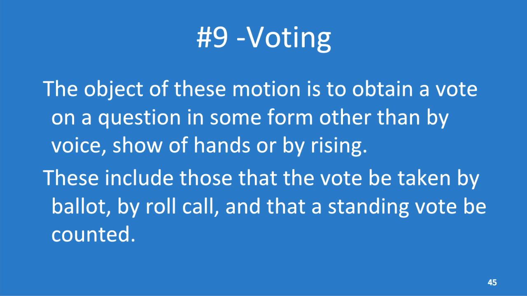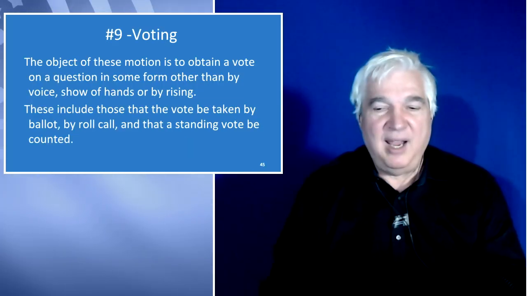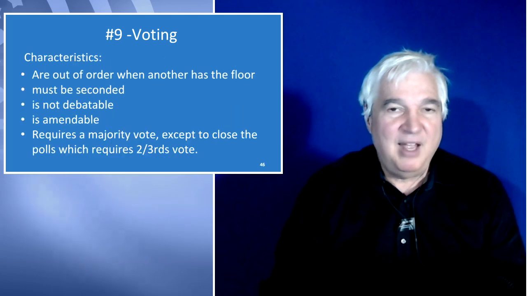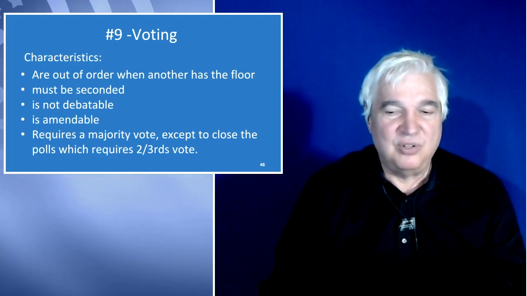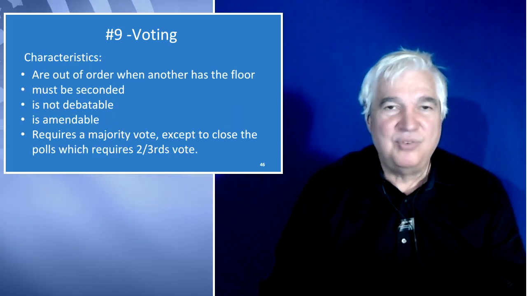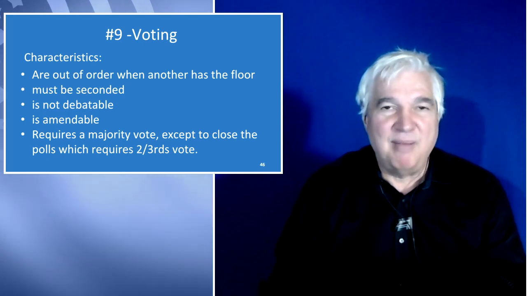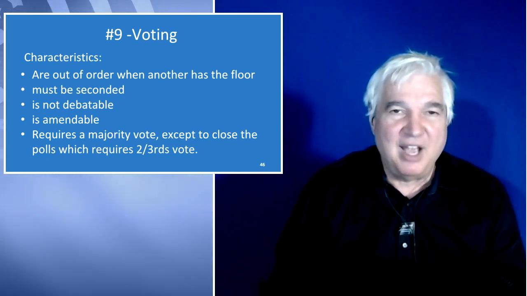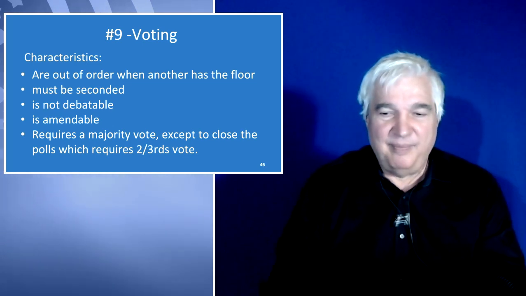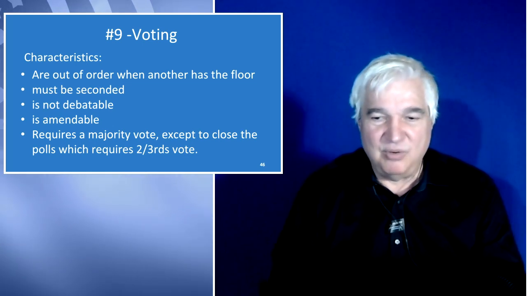And the characteristics of this are, it's out of order when another has the floor, so you have to rise and be recognized by the chair in order to move it. It must be seconded, so someone else in the meeting has to agree with you. It, however, is not debatable, but it is amendable. So you can say, I move to count by a rising vote, and someone can amend it and say, I move to amend that to be counted by ballot. And then you can debate that and do whatever you want.